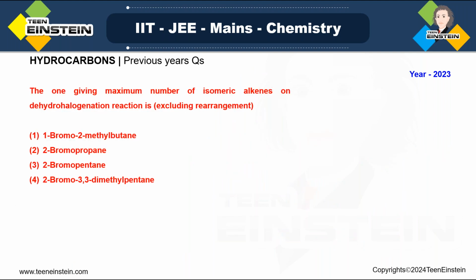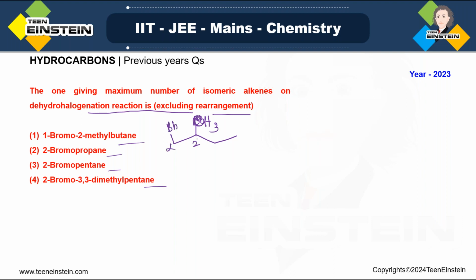The one giving the maximum number of isomeric alkenes on dehydrohalogenation, excluding rearrangement, that we have to find. All these compounds are basically bromoalkanes, isn't it? So just write all the structures, because without drawing the structure you will not be able to understand how many different probable alkenes you can get. 1-bromo-2-methylbutane: at the 2 position there is a methyl, at the 1 position there is bromine.